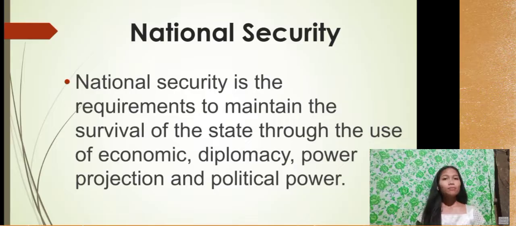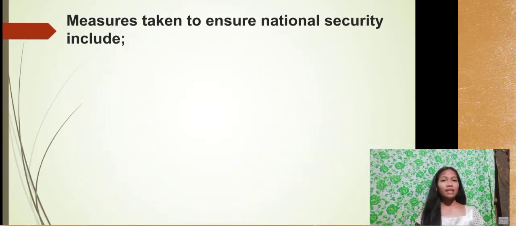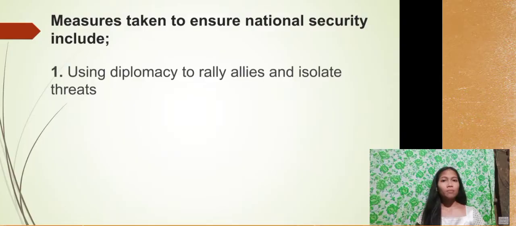And now, let's move to measures taken to ensure national security. This includes number 1, using diplomacy to rally allies and isolate threats. Making sure a country is secure involves talking to other nations and forming partnerships. So, this helps build support and prevents potential dangers by keeping a united front.